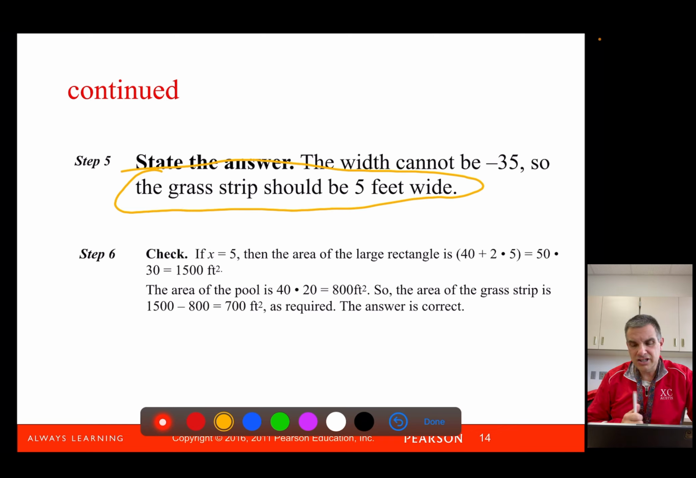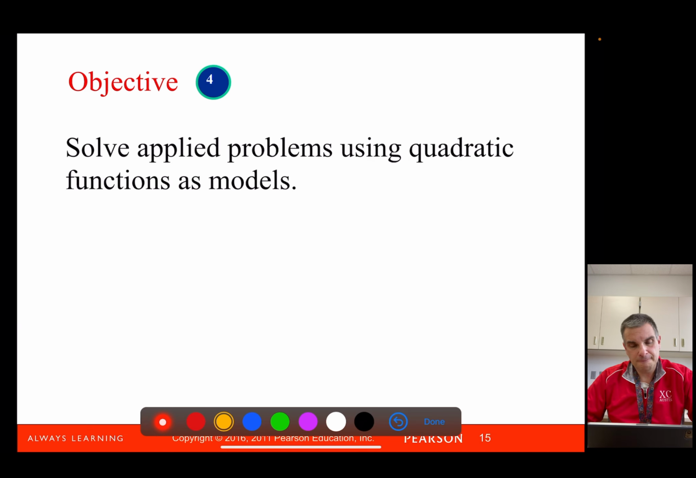Again, make sure you check it if you want and do all of that, but that is, in the end, what the solution is going to be. And remember, finding the area of a rectangle is length times width, a square, length times width, and all of those different types of things, okay?